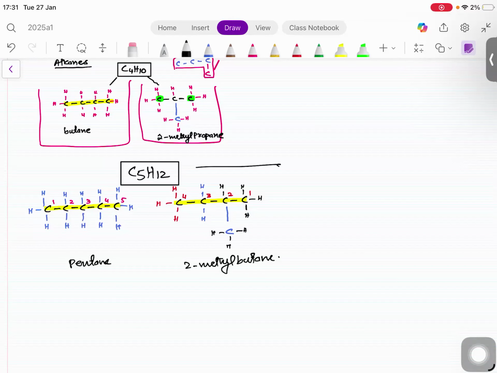Look, I'm going to put 3 carbons in the chain and 2 branches. This also has the same molecular formula, C5H12, if I fill in the hydrogens.